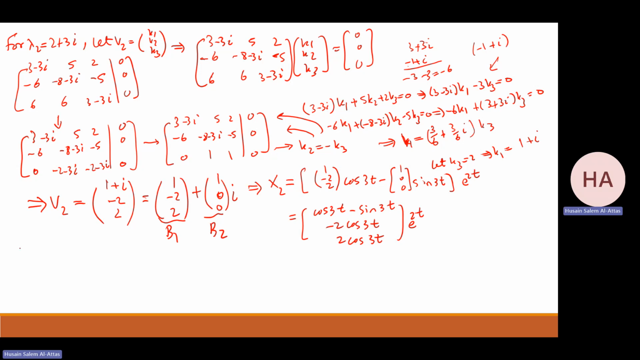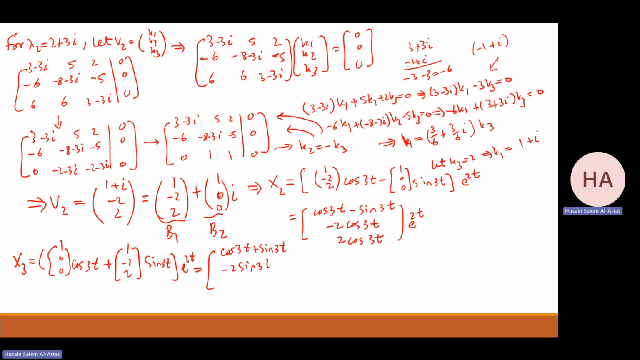Okay. And x3 will be what? Just reverse them. 0, 0, cosine 3t plus 1 minus 2 sine 3t e to the power 2t. That is what? Cosine 3t plus sine 3t. Yeah. And minus 2 sine 3t and 2 sine 3t. Yeah, e to the power 2t.